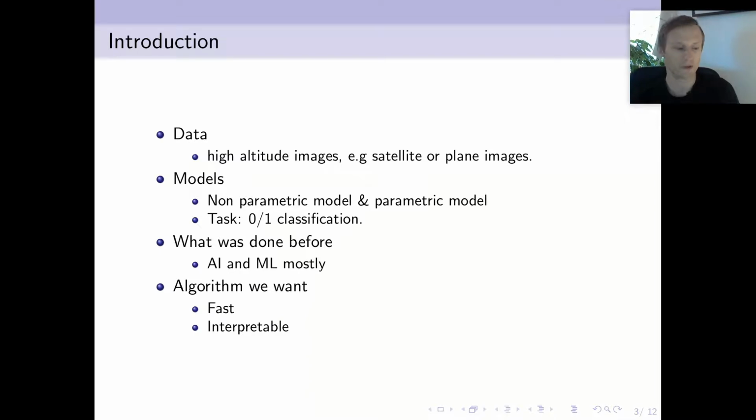Before this work, there had existed other classification methods, but they were built mostly on either artificial intelligence or machine learning. That's why they were computationally intense. What we aimed for was to create something which would be fast and interpretable. That's why we used the frequency statistic.